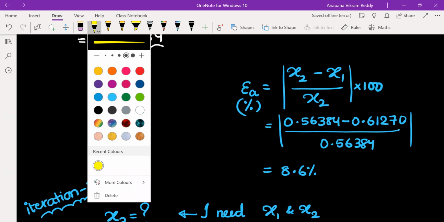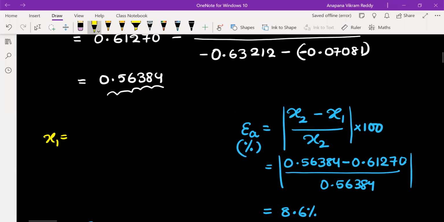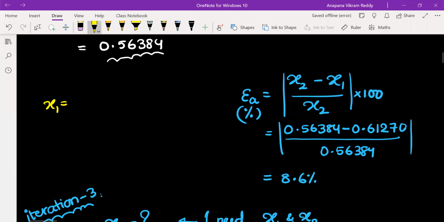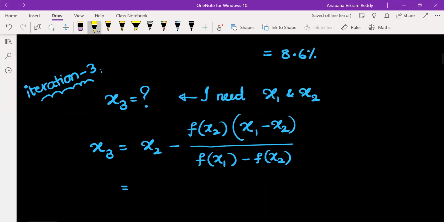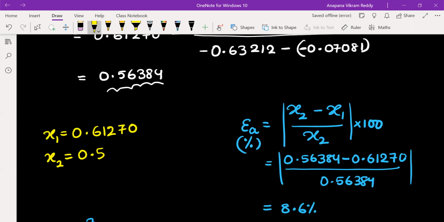What is my x1? 0.6127. Okay, very good, thank you. Whoever is responding, I will give them extra marks. You can trust me anyway. x2 is equal to 0.56384. So already we know f of x1.